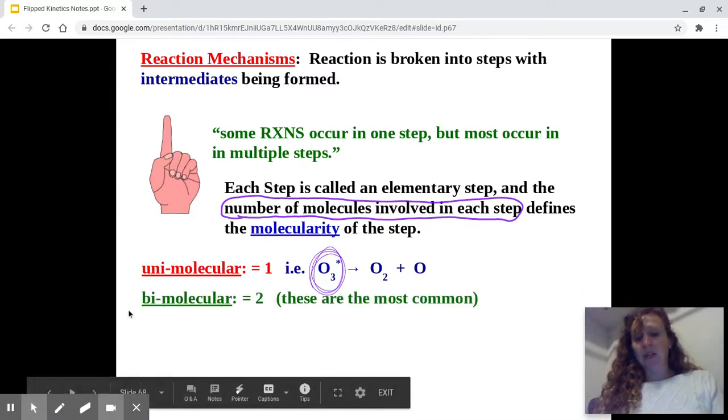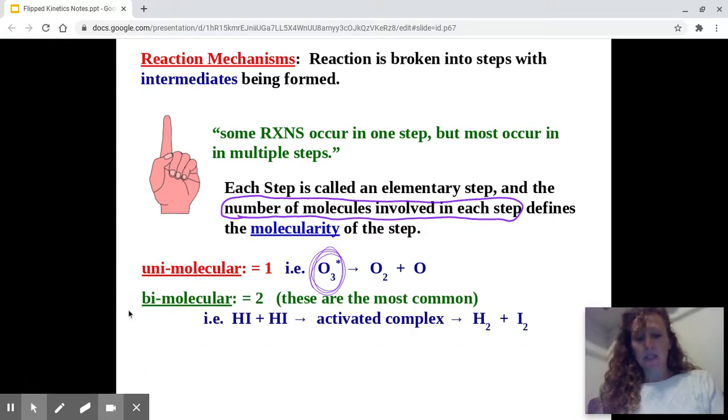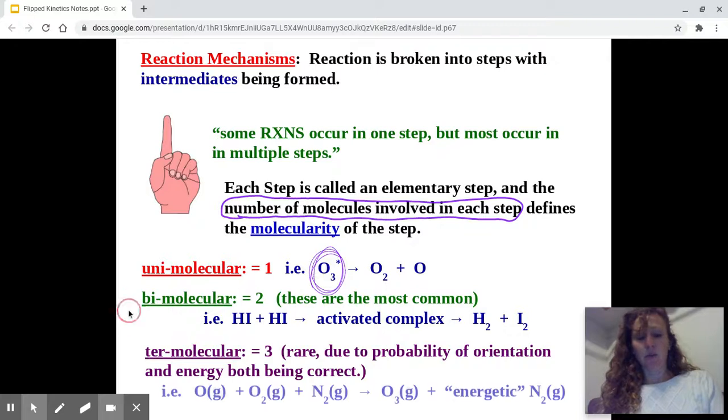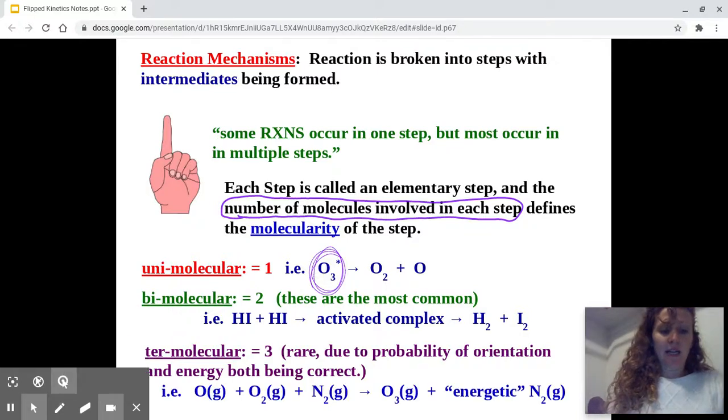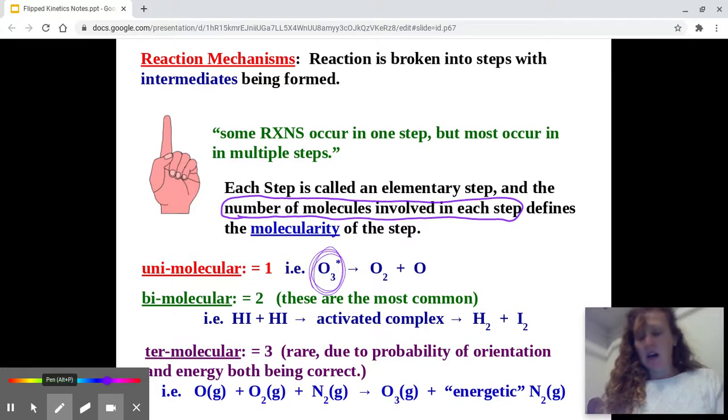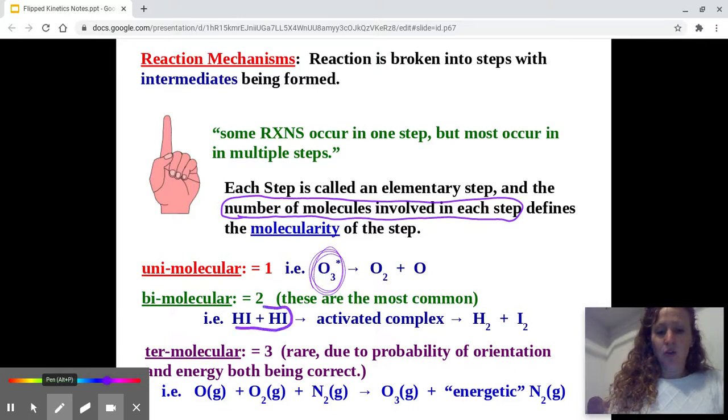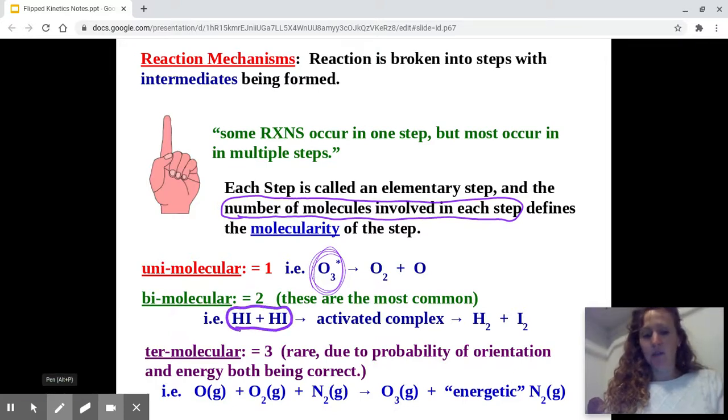So bimolecular would have 2 molecules in the reactant side. Termolecular would have 3 molecules on the reactant side. And the implications of this go back to the kinetic molecular theory. So here's a bimolecular step. Notice there's 2 molecules involved in the reactant side. Notice those 2 molecules are the same, which is fine.